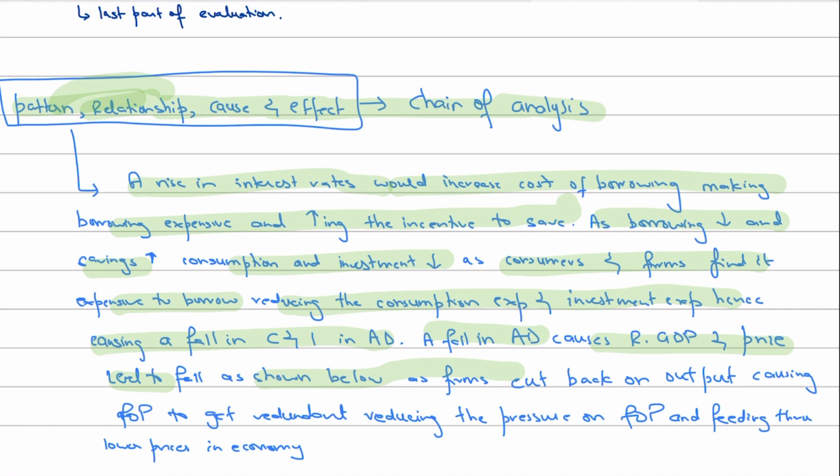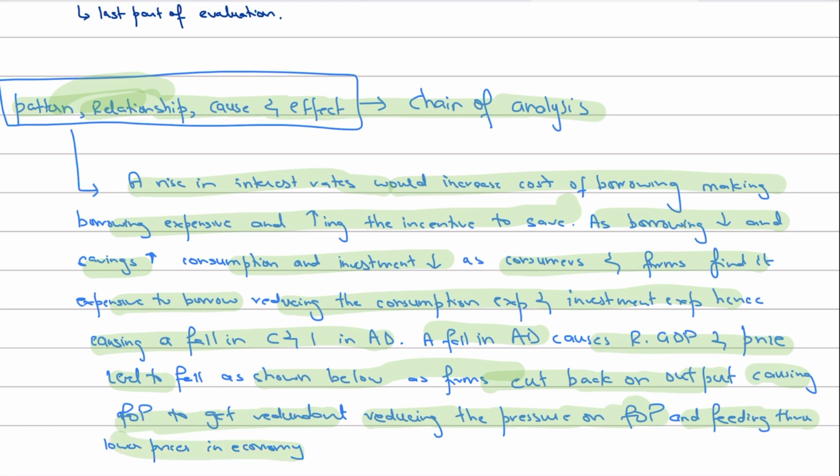The relationship is that if AD goes down, firms cut back on output, which causes factors of production to become redundant, which reduces the pressure on those factors of production. The pressure on the factors of production goes down, and that feeds through to a lower price level in the economy.